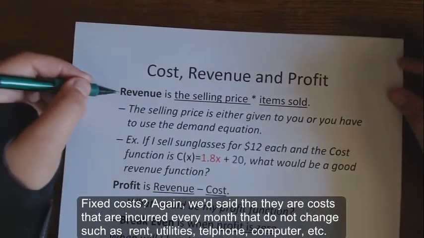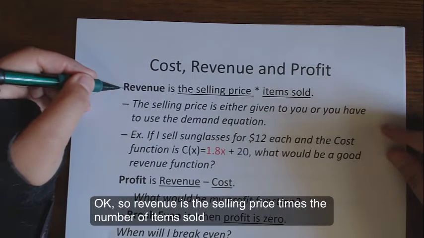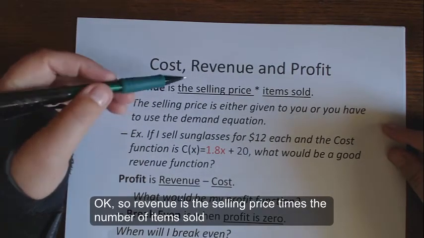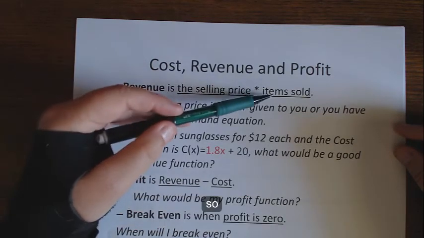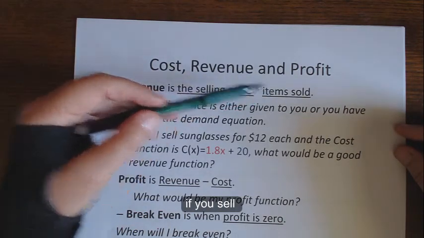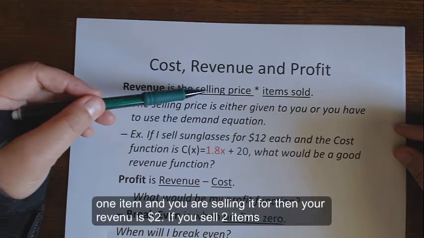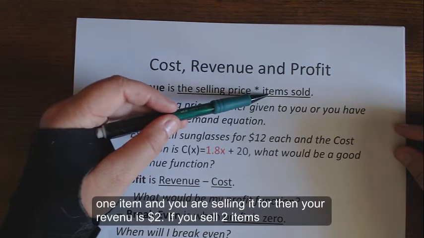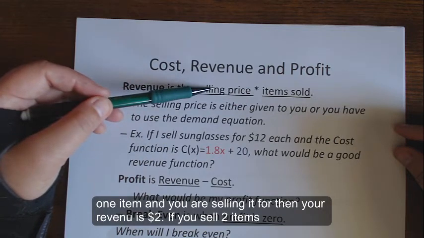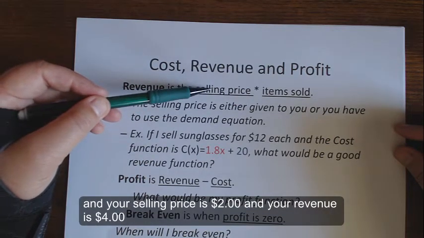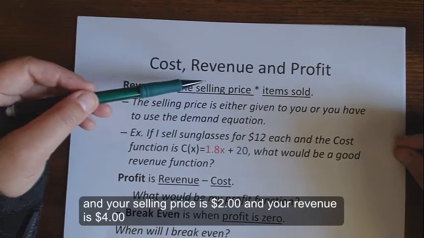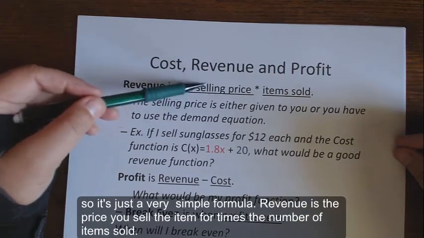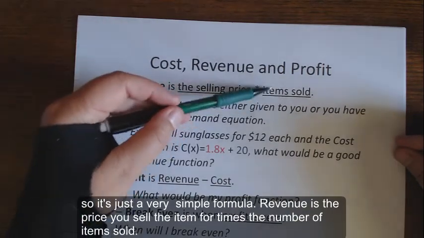Okay, so revenue is the selling price times the number of items sold. So if you sell one item and you're selling it for $2, then your revenue is $2. If you sell 2 items and your selling price is $2, then your revenue is $4. So it's just a very simple formula. Revenue is the price you sell the item for times the number of items sold.